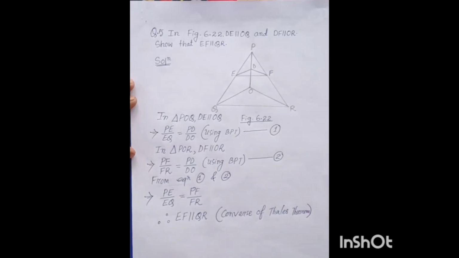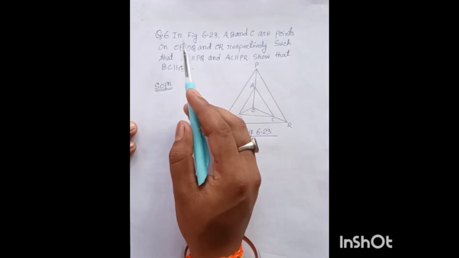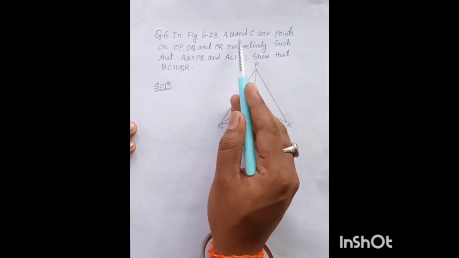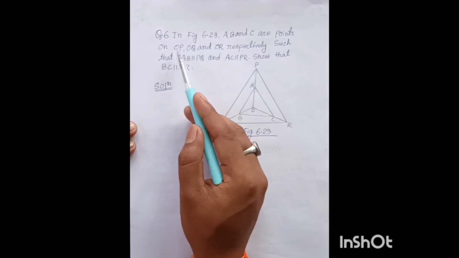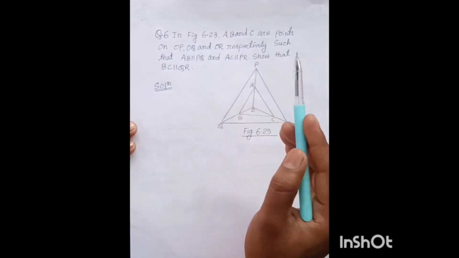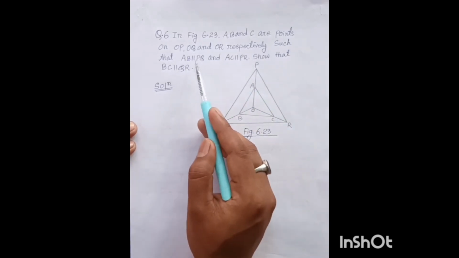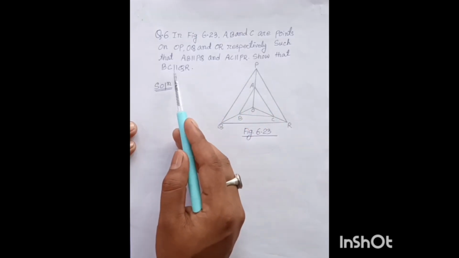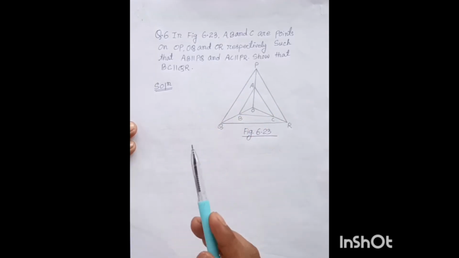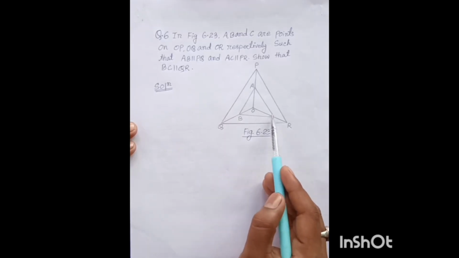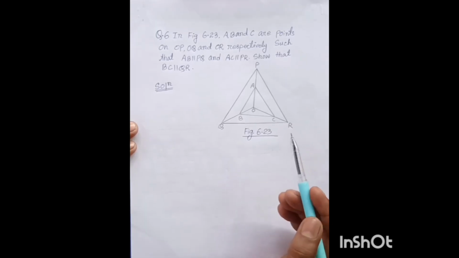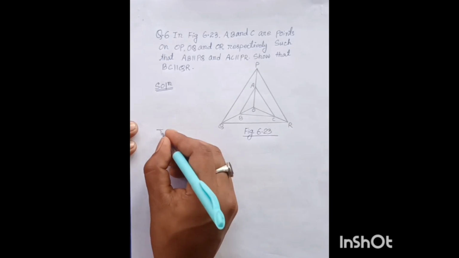Now we'll do question number 6. In question number 6, in figure 6.23, A, B and C are points on OP, OQ and OR respectively such that AB is parallel to PQ and AC is parallel to PR, so that BC is parallel to QR. We have to prove BC is parallel to QR. To prove this, I will take two triangles.